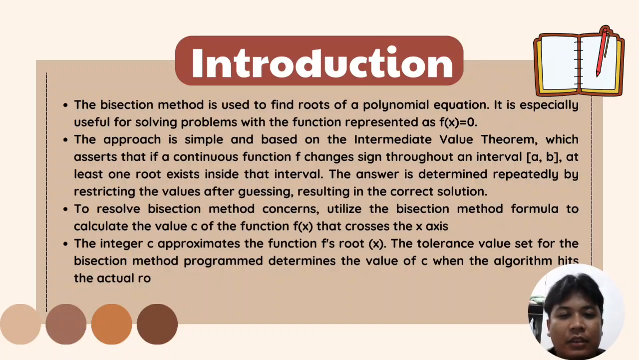The bisection method utilizes its formula to calculate the value c of the function f(x) that crosses the x-axis. The value c approximates the root of the function f(x), with a tolerance value set for the bisection method program. We determine the value of c when the algorithm hits the actual root.